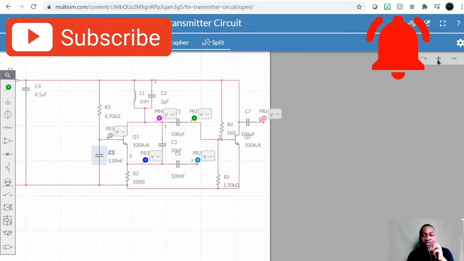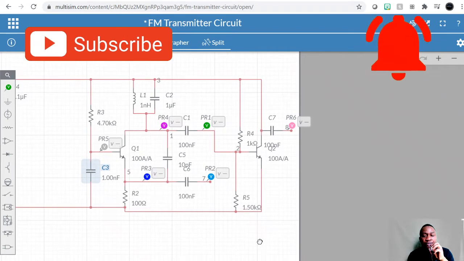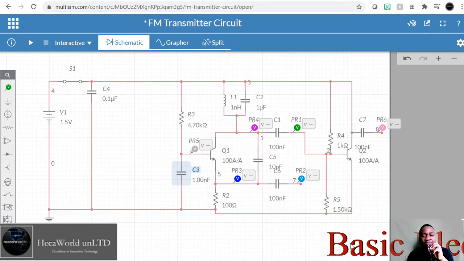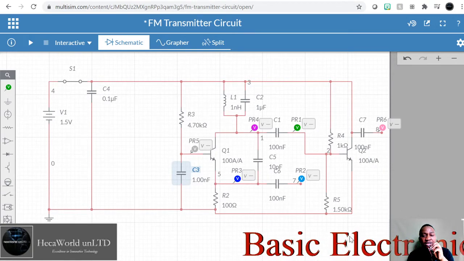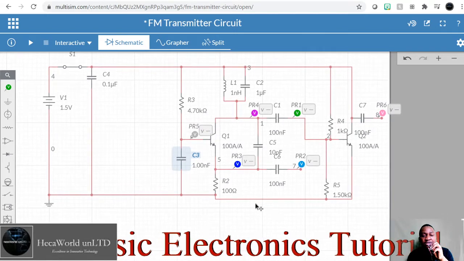So again, I said I'm going to freeze this. So let me make it a little bigger before I freeze it. So I'm going to freeze it here for a minute for you to copy the circuit. And you can also freeze it yourself and copy the circuit. Right.